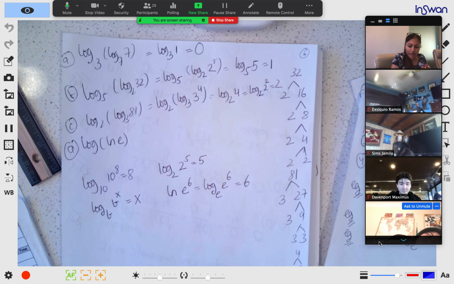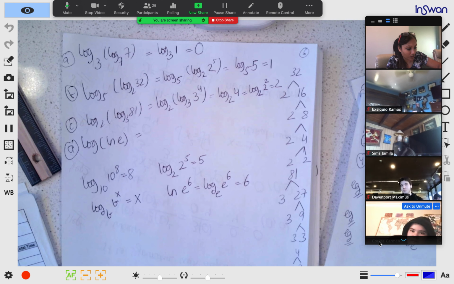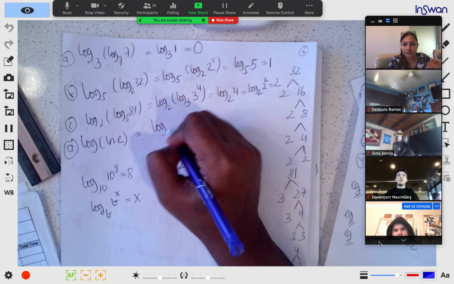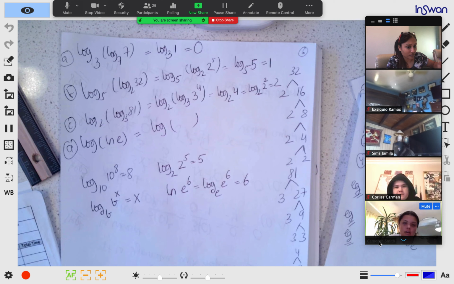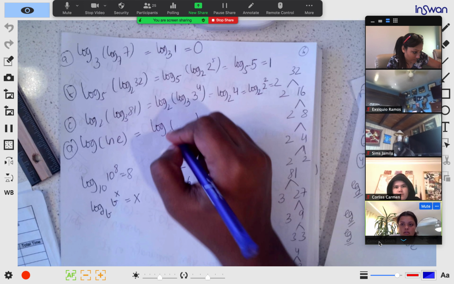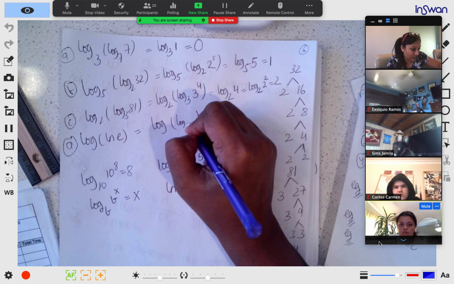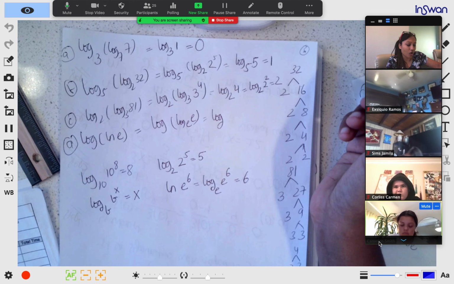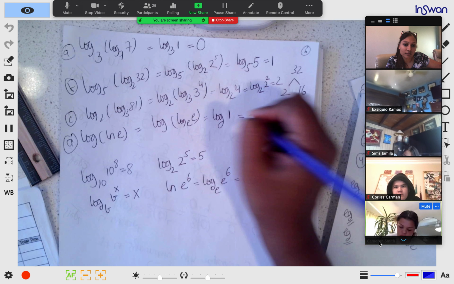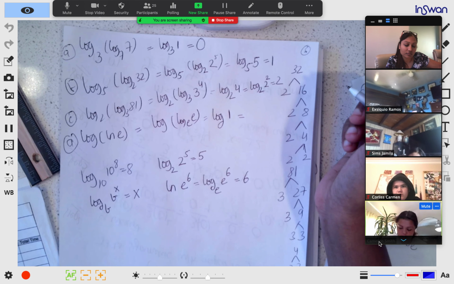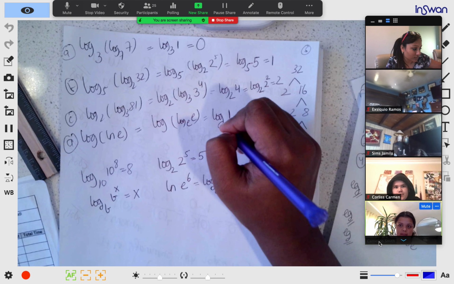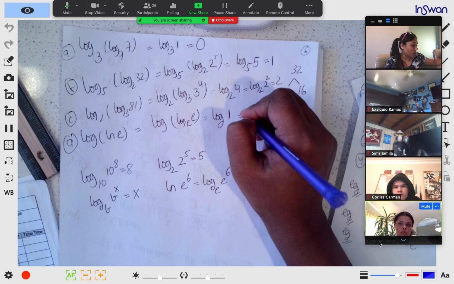Can I have Cameron? Okay, let's solve this one. What is ln e? It's log base e of e, which is basically 1. And what is log 1? If it was log 1, it would make 10 to the x equal 1, right? What's the value of log 1?